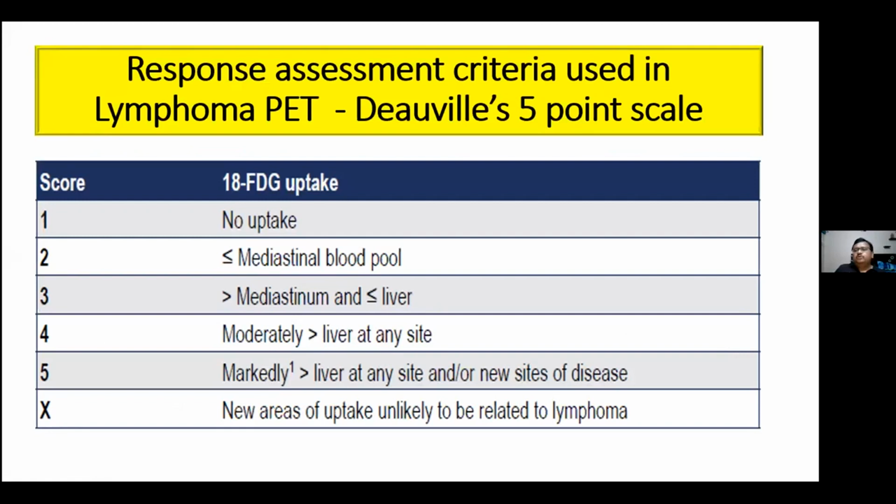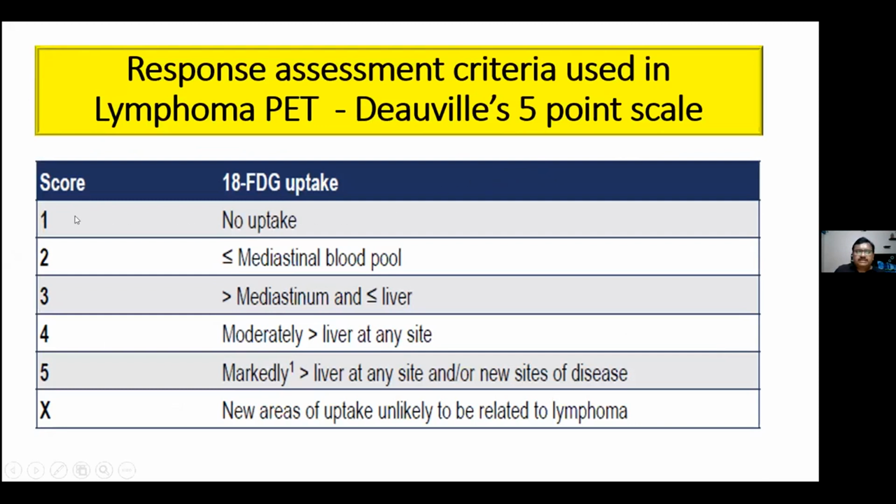Now, the response criteria as mentioned in Lugano is the Deauville's 5-point scale. Lugano has both CT, PET and other criteria. I'm not going into Lugano here, but I just want to talk about Deauville's 5-point scale, which I know every one of us is aware of.